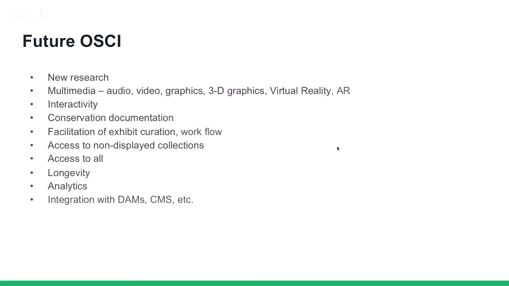So, future OSCI, what does it mean? There's going to continue to be new research. There's going to continue to be new multimedia that's got to be incorporated into any kind of a digital publication tool, VR and AR being the ones that are really coming online that need to be incorporated, that haven't been. How do you interact? Conservation documentation across the art museum world as well as the horticultural world. Conservation is a key issue. And on and on. Longevity, analytics, and access to non-displayed collections and integration. So that is a list of things that we're considering.